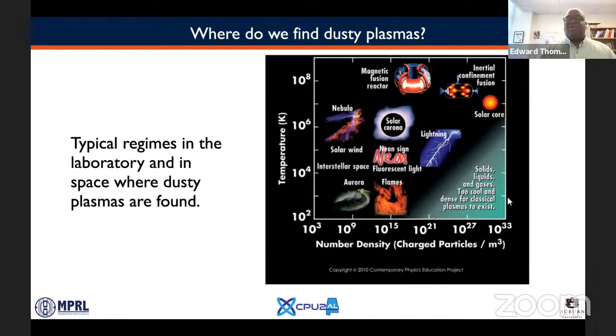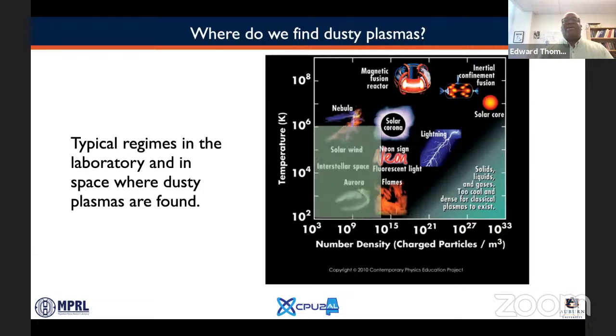Down in this lower right corner is where you get solids, liquids, and gases. As a plasma physicist, okay, that's cool, but I'm not super interested in that stuff. I'm interested in all this other stuff up here, where you see aurora and flames and space plasmas. This is where plasmas actually exist. Dusty plasmas are in this lower left side of the diagram, where you've got still a pretty moderate temperature as well as a fairly low number density. That's typically where you find dusty plasmas in this space.